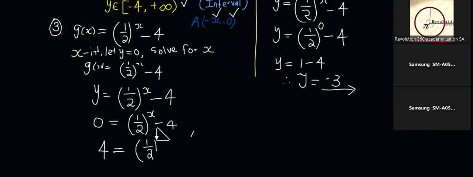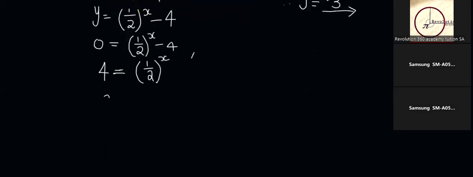And then what you can basically do is change this. We know that 4 is the same as 2 squared. And then you can change that half. So 1 over 2, we're going to write it with a negative exponent. It's the same as 2 to the exponent of negative 1.